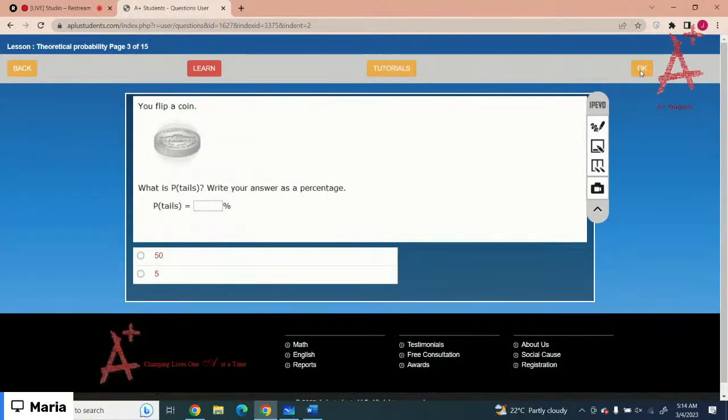Okay, you flip a coin. What is the probability of getting tails? Write your answer as a percentage. So which is the correct option? 50%. Got it? When you flip a coin, you have just two options, either heads or tails. So for each side, you have a 50% chance. 50% you get heads and 50% you get tails. So it is 50% for tails. Got it?